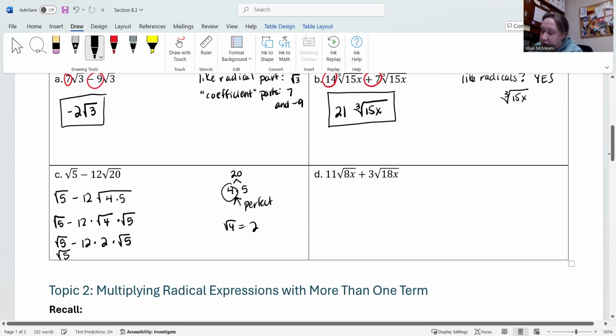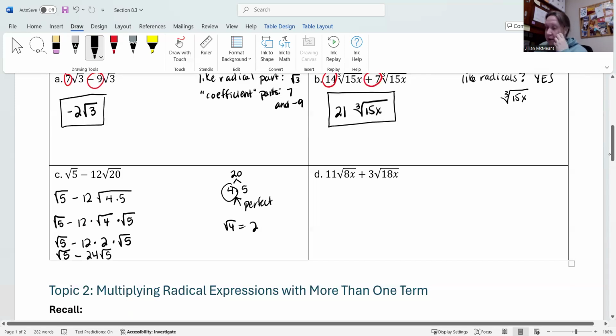So that's the square root of 5 minus, well, 12 times 2 is 24, square root of 5. Now we have like radicals. So it just took a little bit of simplifying, right? Once we simplified the square root of 20, we realized that it really simplifies down to just a square root of 5 with this constant factor out front.